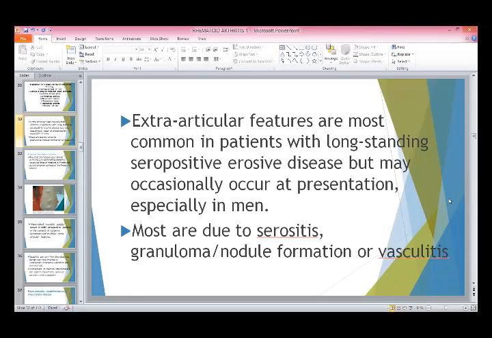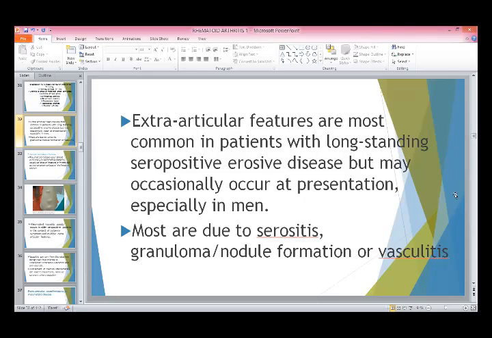Now, extra-articular features are more common in patients with long-standing seropositive erosive disease, but may occasionally occur at presentation, especially in men. Most of these features are due to serositis, granuloma formation, nodule formation, or vasculitis. But the main problem in this disease is, of course, vasculitis, and that can involve every organ of the body.